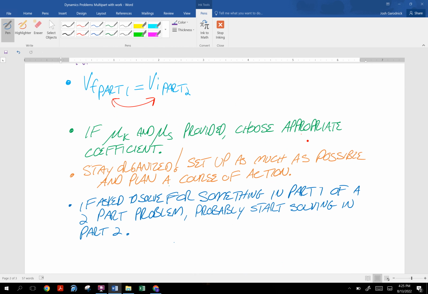Set up as much as possible and plan a course of action. Like, again, if you don't see enough in part 1, move on to part 2. And big hint, if you're asked for the acceleration in part 1 of this problem, or the force applied in part 1, odds are you could set up part 1. You're not going to get very far. You got to go to part 2, get information so you can work backwards to part 1.